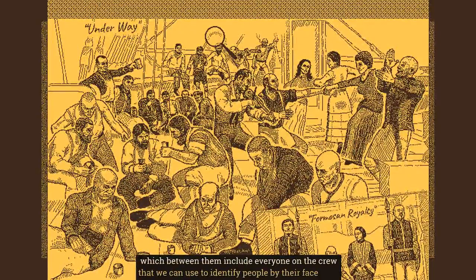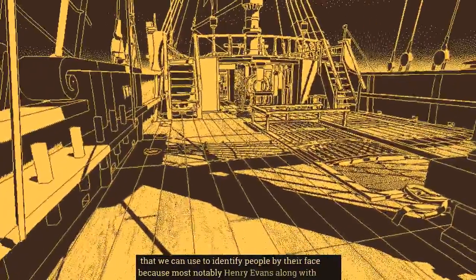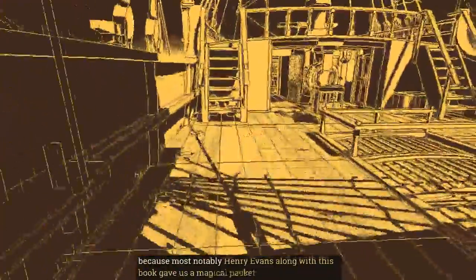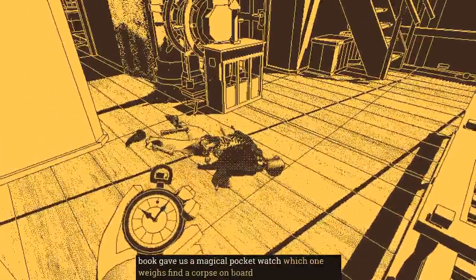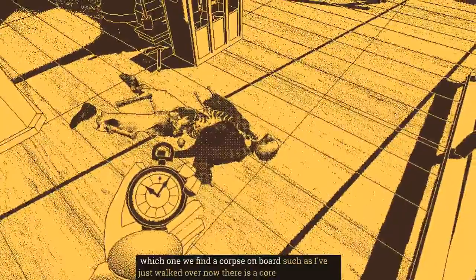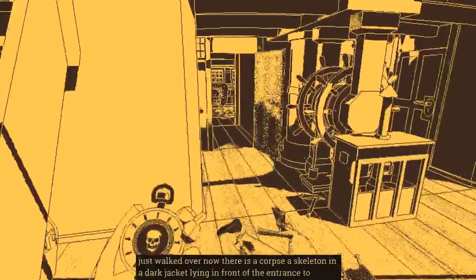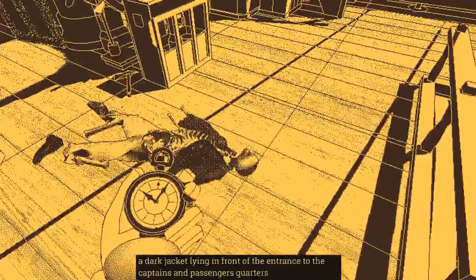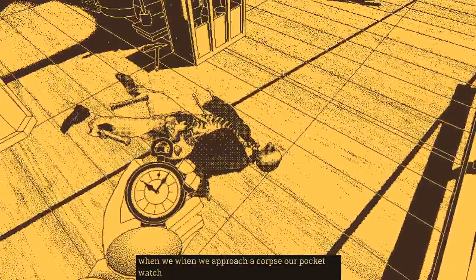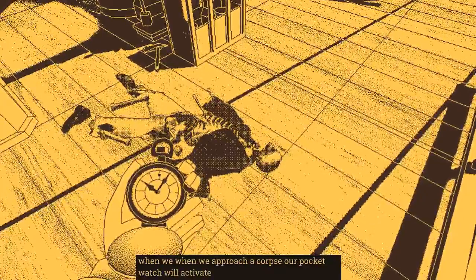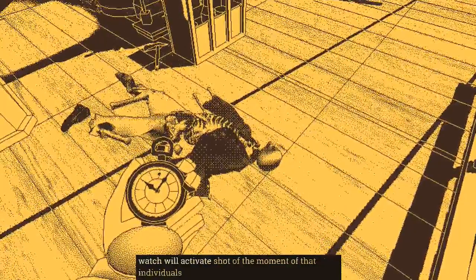Most notably, Henry Evans, along with this book, gave us a magical pocket watch, which, when we find a corpse on board, such as I've just walked over now, there is a corpse, a skeleton in a dark jacket, lying in front of the entrance to the captain's and passengers' quarters. When we approach a corpse, our pocket watch will activate, and we will be taken back in time to a snapshot of the moment of that individual's death.